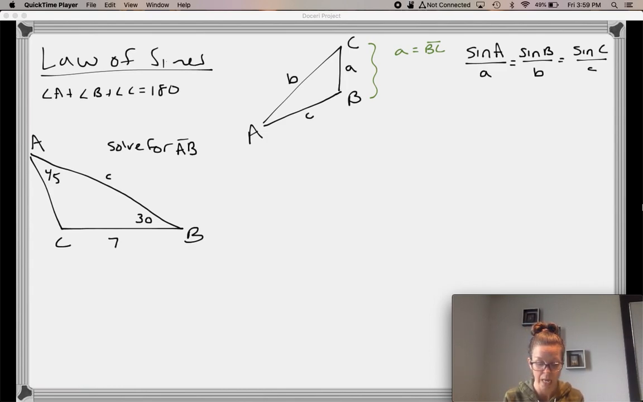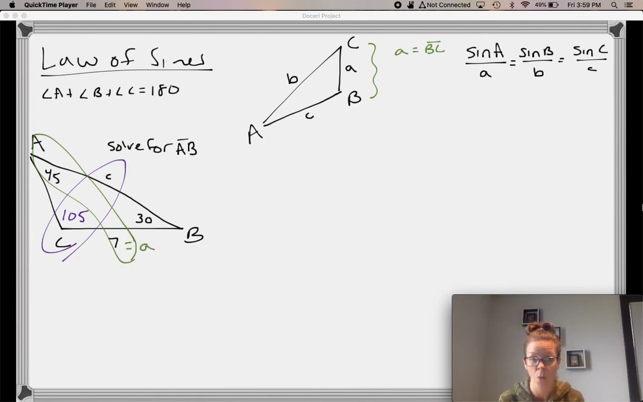So if I take 180 and I subtract from it the 45 and the 30, that leaves 105 degrees left over for angle C. If I want to find what little c is, I have to know what its partner is. I have to know what that piece across from it is. Now what we want to do is find those pieces that are across from each other, and that's what we're going to use to set up our fraction. So C is one of those pieces that I know. The other one is 7, which is across from A. So 7 is little a. And those are what we're going to need.